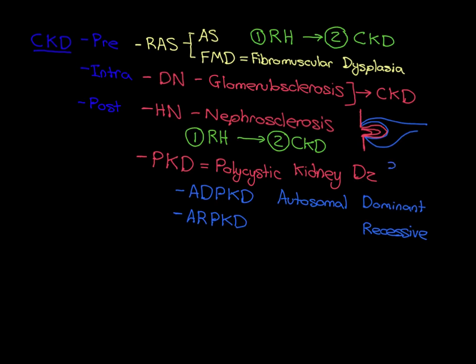So let me just draw a picture of a nephron here. So again, a very basic picture. So here is the loop of Henle and the distal convoluted tubule and then the collecting duct, like so. What happens in polycystic kidney disease is that cysts, which are fluid-filled sacs, develop from nephrons.